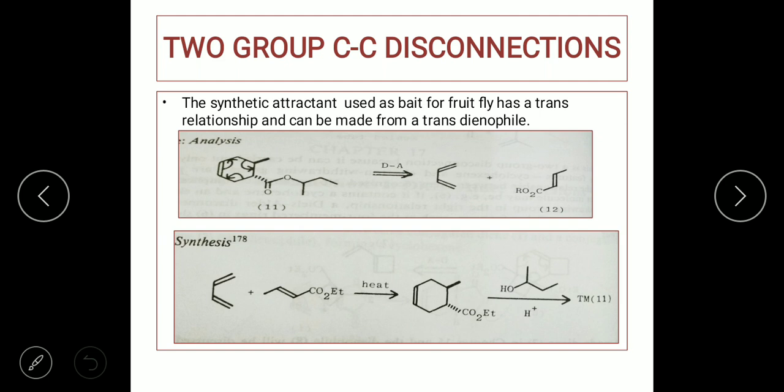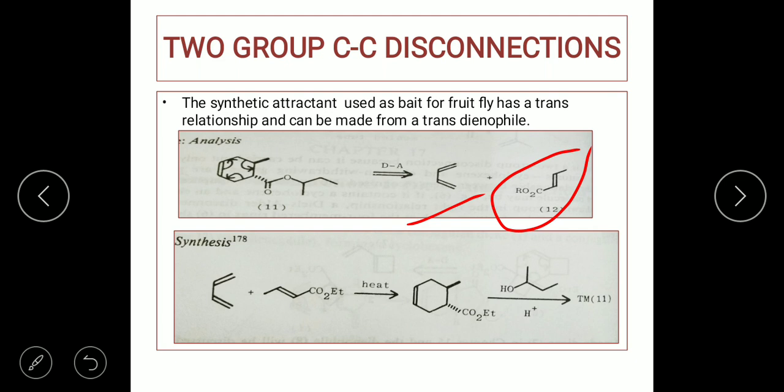The synthetic attractant 11, used as bait for fruit fly, has a trans relationship and can be made from a trans dienophile. So here you have a target molecule, and you can see that it is an ester. The first step of disconnection would be a disconnection between the oxygen and the carbonyl carbon. Once this is done, you also make use of the Diels-Alder reaction, since there is a cyclohexene ring in the target molecule. After the disconnection, the two synthons or synthetic equivalents would be the conjugated diene and the dienophile.